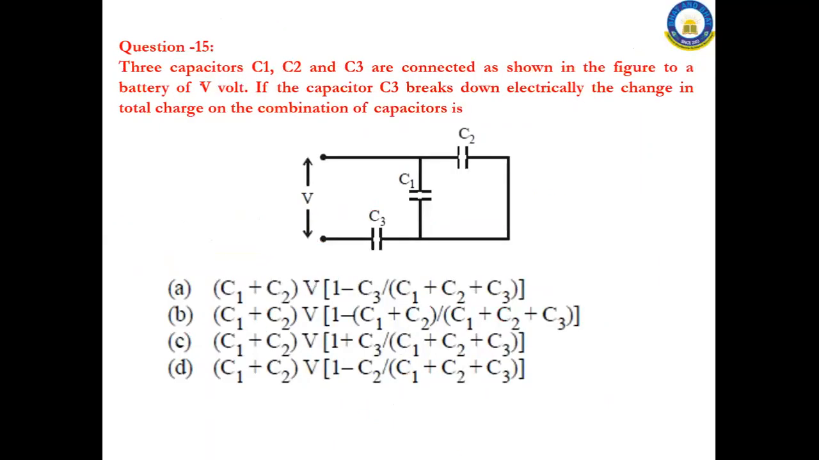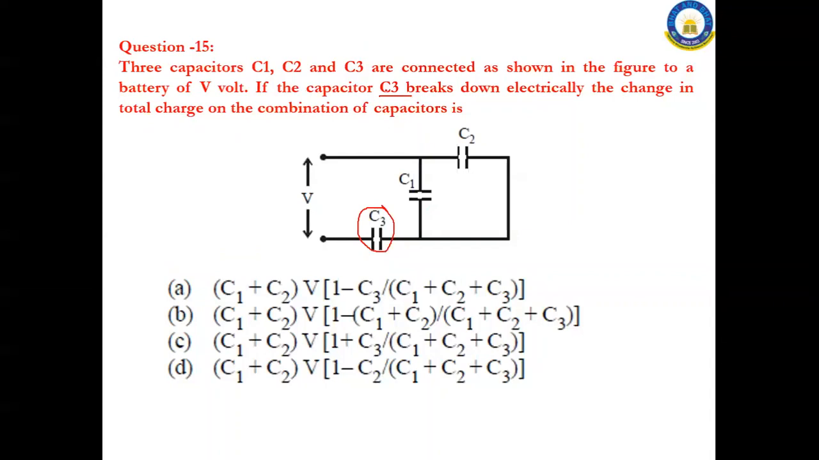So question number 15. Three capacitors C1, C2 and C3 are connected as shown in the figure to a battery of V volts. If the capacitor C3 breaks down electrically, what is the change in the total charge on the combination of the capacitors?